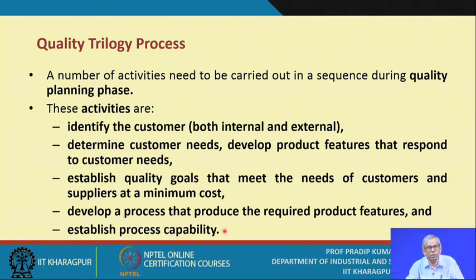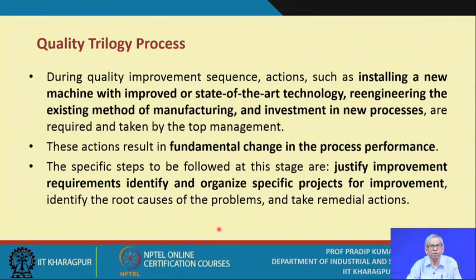So you must establish a system in the planning phase with which you can develop the process capability systems, and you can measure the quality of the process capability during the production or running phase of the production systems. So installing a new machine with improved or state-of-the-art technology, re-engineering the existing method of manufacturing, and investment in new processes, these are the responsibilities.